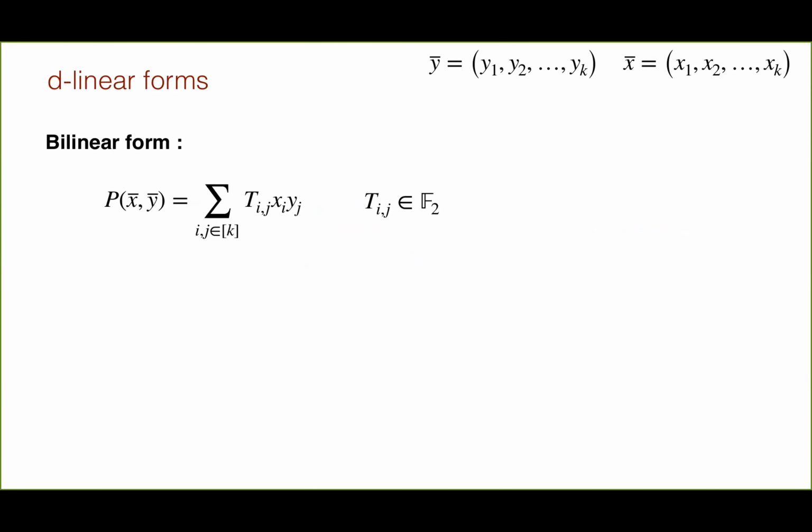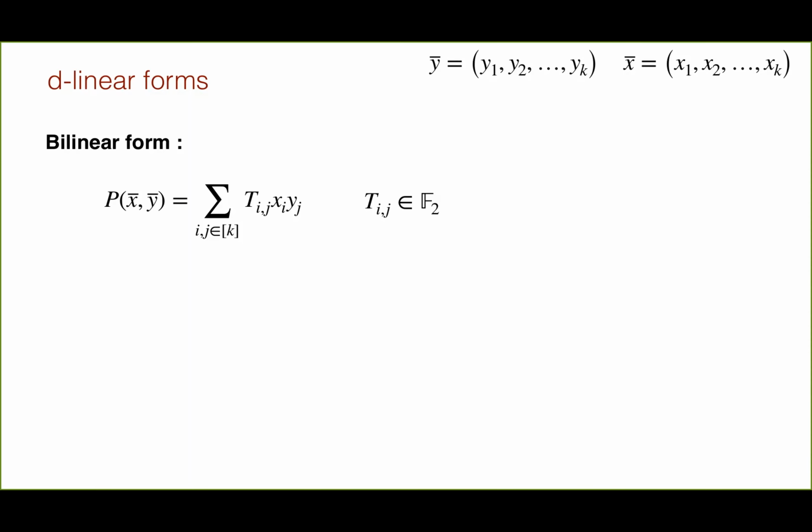All right, so let me start by defining D-linear forms. This is a definition by example. A bilinear form is a polynomial of this form. There are two sets of variables, x and y, so x1 up to xk, y1 up to yk. A bilinear form is a polynomial which is linear in both x and y, so it's of the form sum over i, j of t sub ij, xi yj. Throughout this talk, for every polynomial that we look at, the coefficients will come from the field F2.